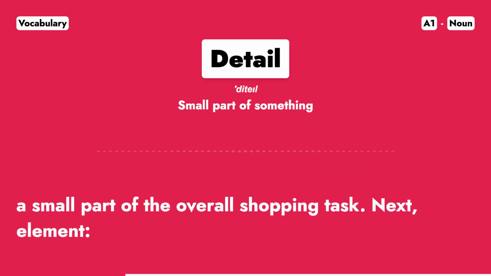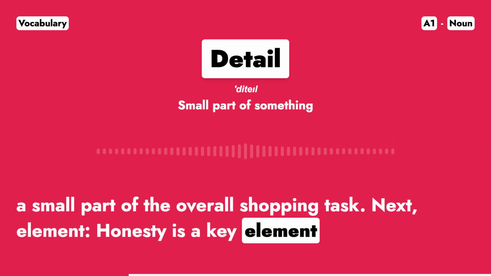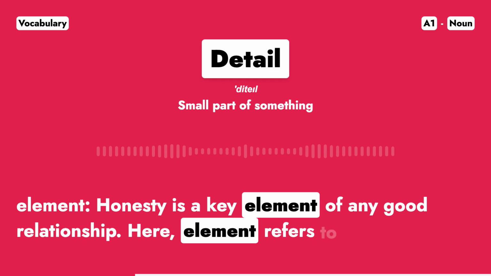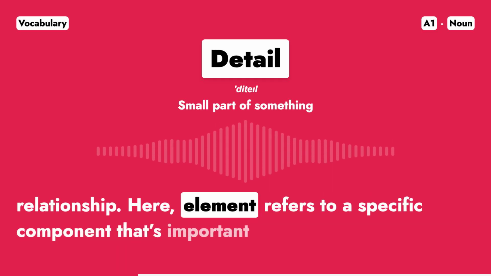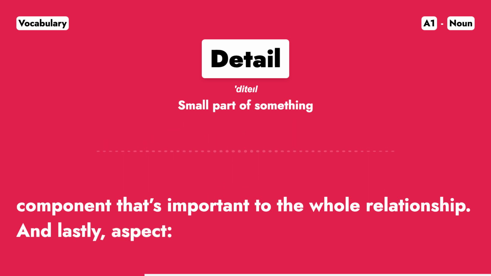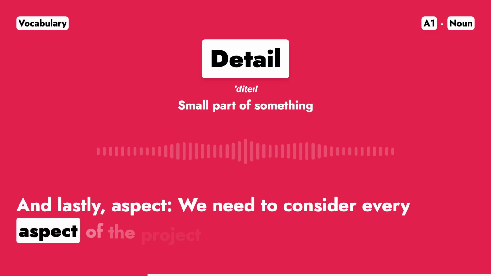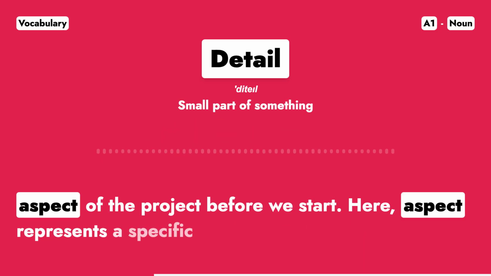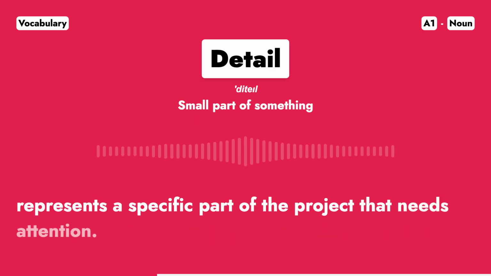Next, element. Honesty is a key element of any good relationship. Here, element refers to a specific component that's important to the whole relationship. And lastly, aspect. We need to consider every aspect of the project before we start. Here, aspect represents a specific part of the project that needs attention.